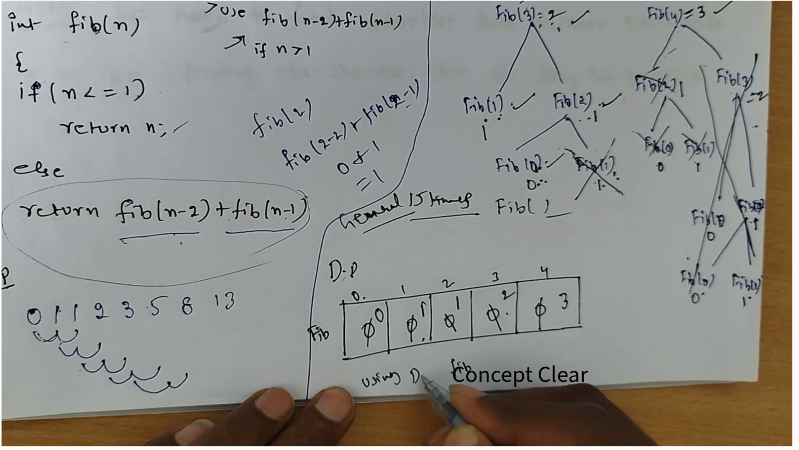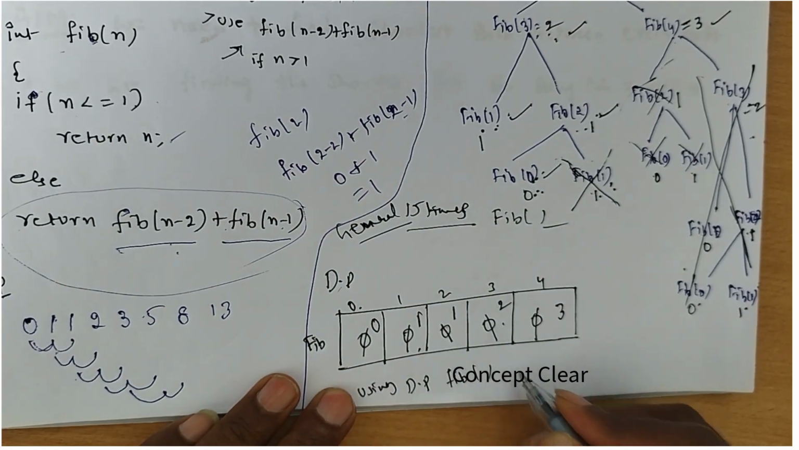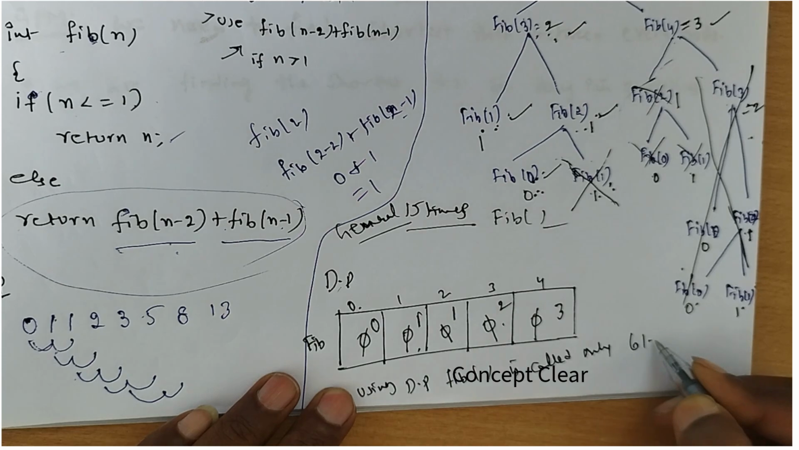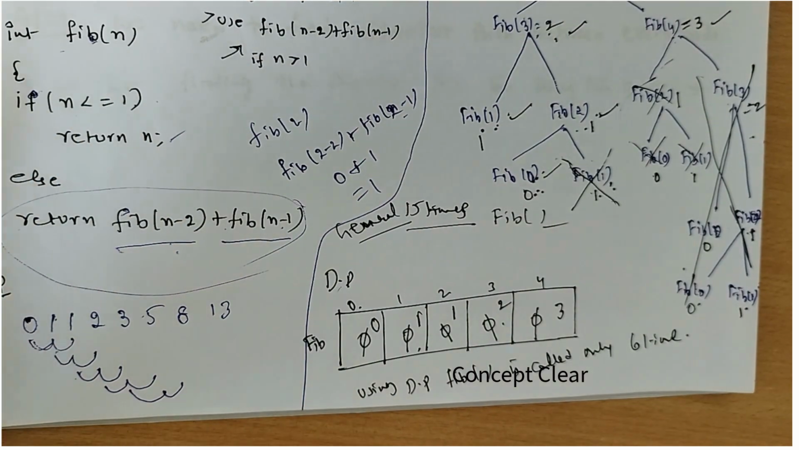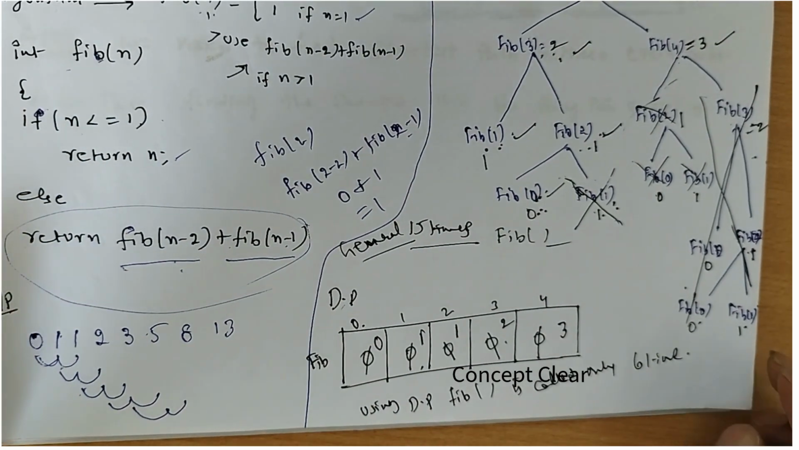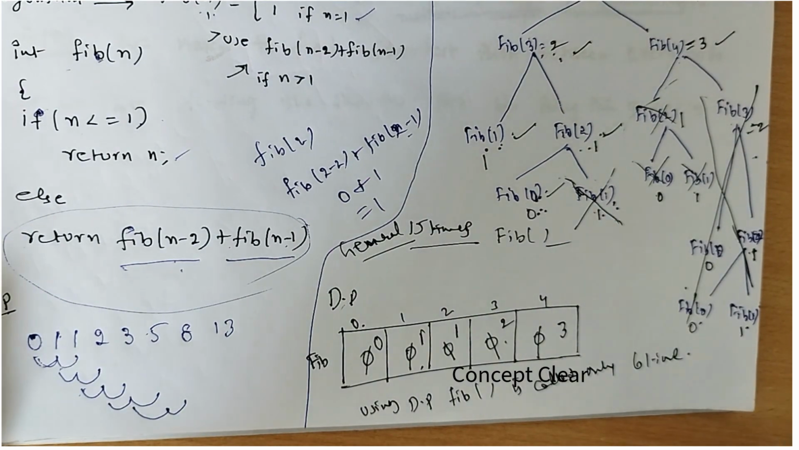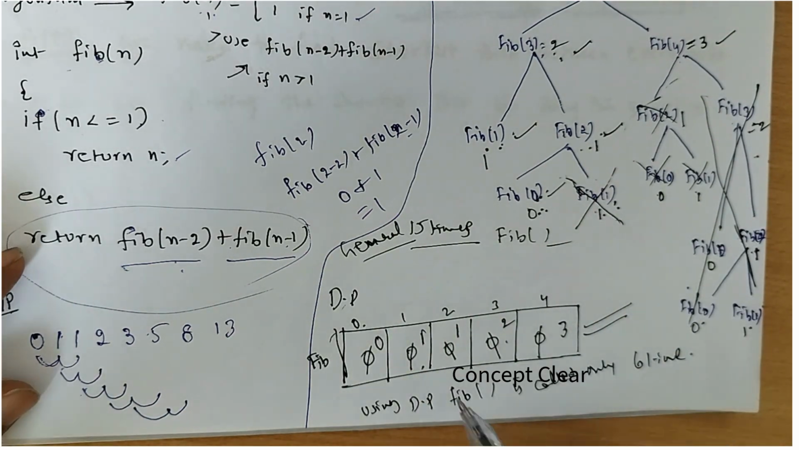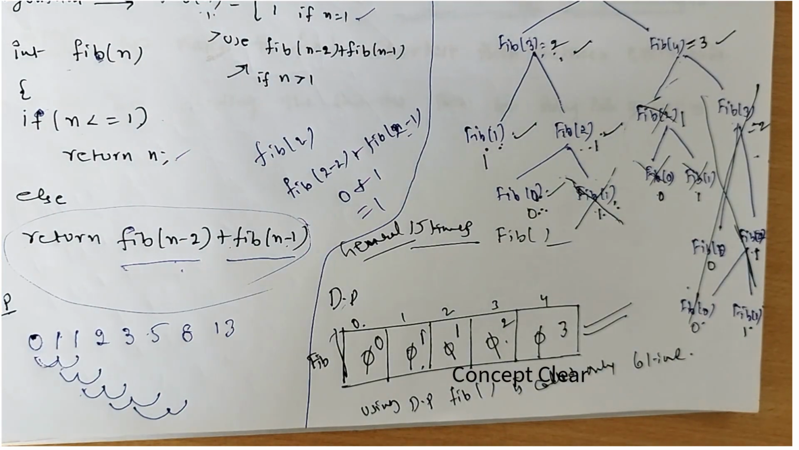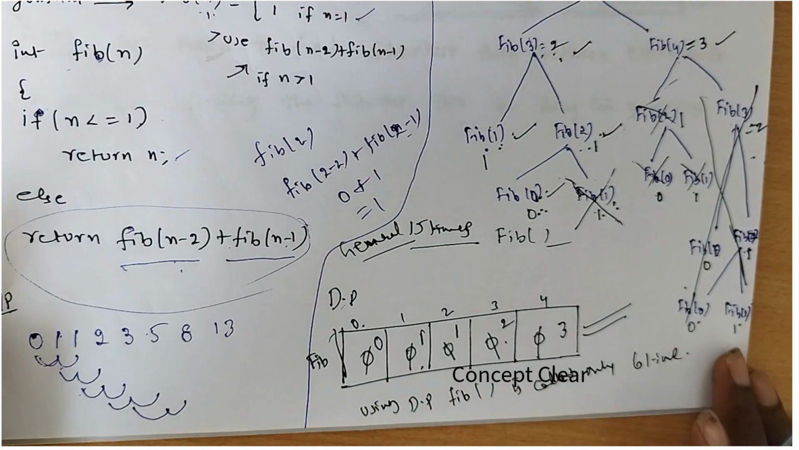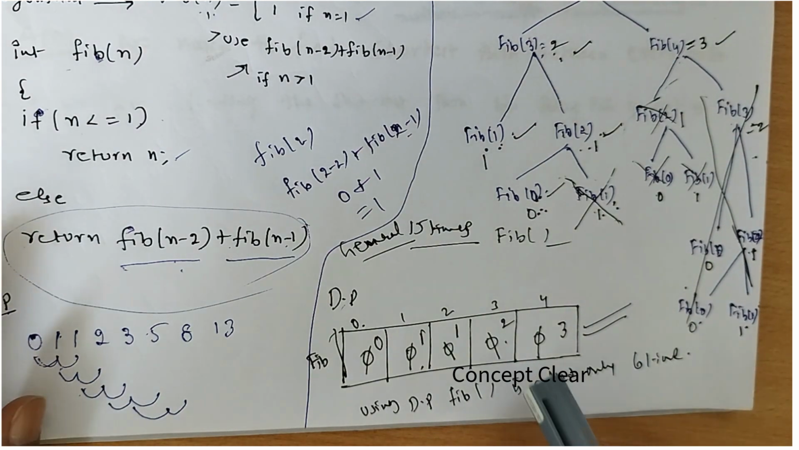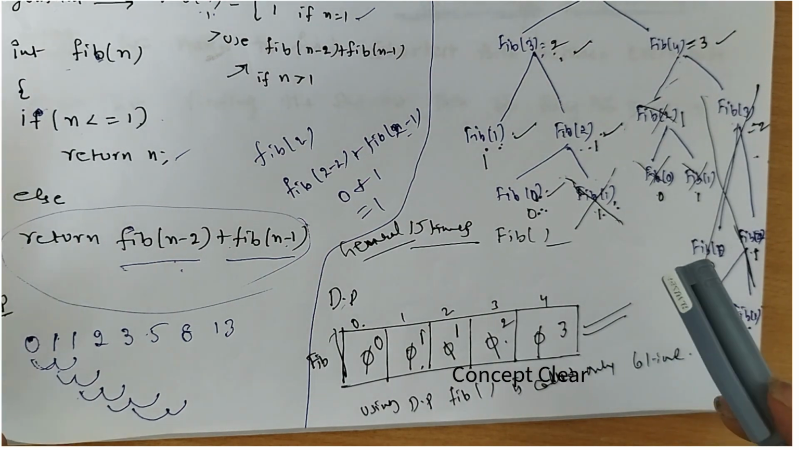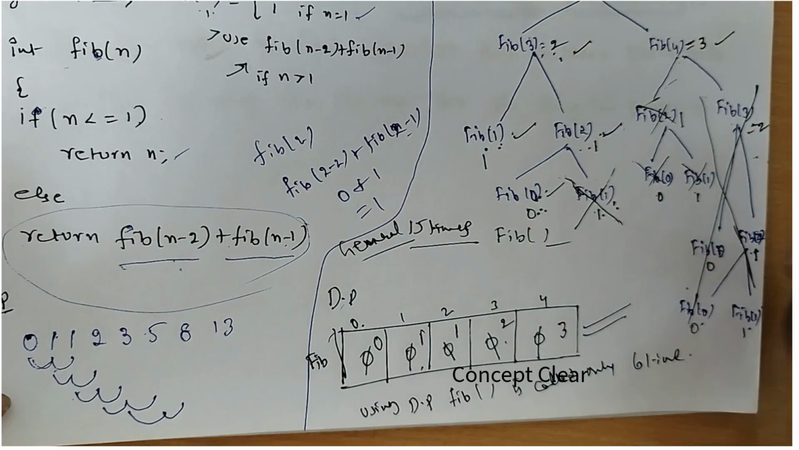Using dynamic programming, the fib function is called only 6 times. Why? Because we stored these fib values in the array. In dynamic programming, we are storing solutions of subproblems in the array. So it is easy compared to the general methods.